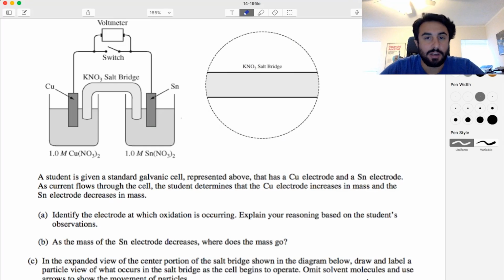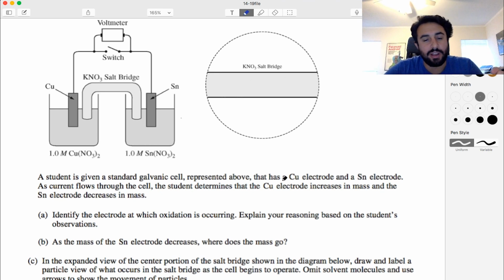Okay, let's check out a long answer problem regarding galvanic cells, electrochemistry. These can be a little tricky, but let's take a look. We are given a standard galvanic cell. We have a copper electrode and a tin electrode. As current flows through the cell, the student determines that the copper electrode increases in mass and the tin electrode decreases in mass. So, identify the electrode at which oxidation is occurring. Explain your reasoning based on the student's observations.